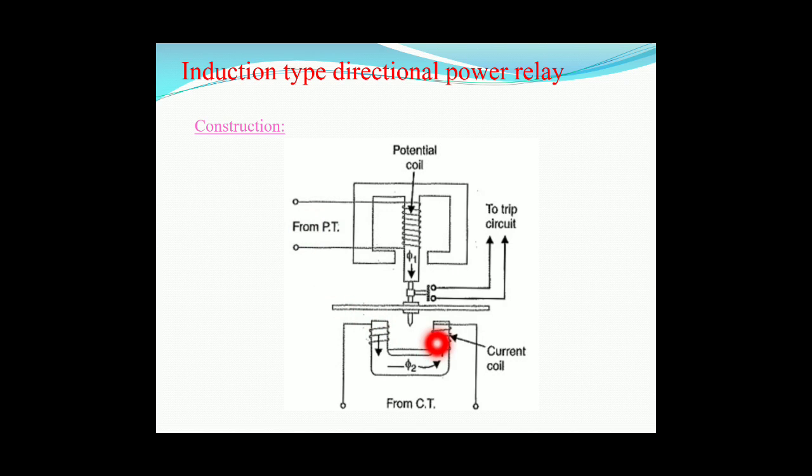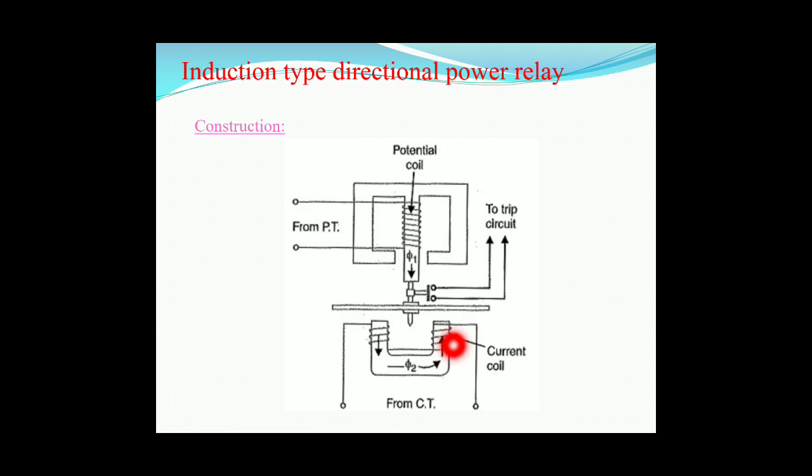Next is the lower electromagnet. It has a separate winding called the current coil. This is the current coil, connected to the secondary of a CT. This is from the CT, connected to the secondary of a CT in the line to be protected.